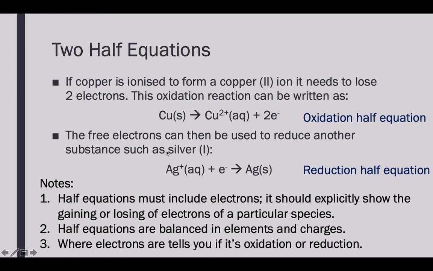Third, where electrons are in the equation will tell you if it is oxidation or reduction. If your electrons are on the right-hand side, then it is an oxidation because they are being lost. Okay? When electrons are on the left-hand side, then it's a reduction half equation.